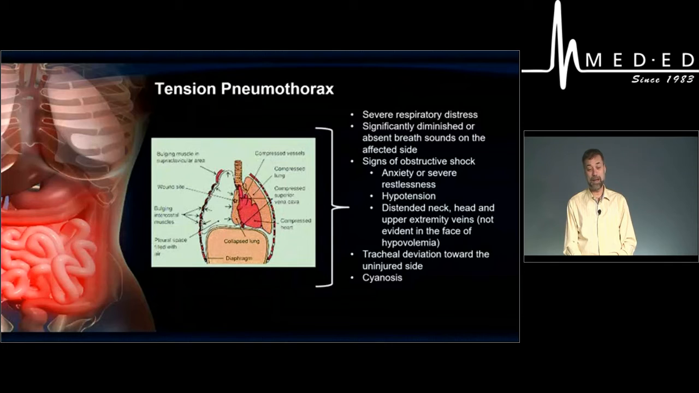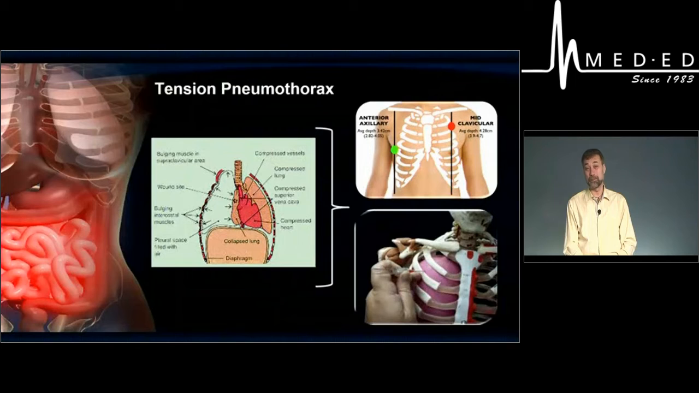Now I think we all know how to fix a tension pneumothorax, right? You've probably taken this before, but it's to do a needle thoracostomy. At least that's the temporary measure to fix it. Now there's two locations that you can do a needle thoracostomy. The traditional one was the second intercostal space, mid-clavicular line.